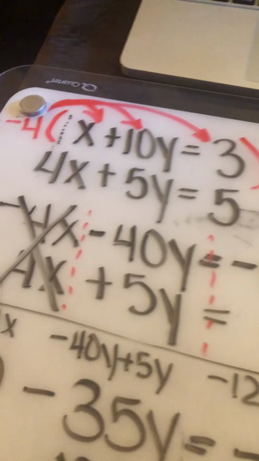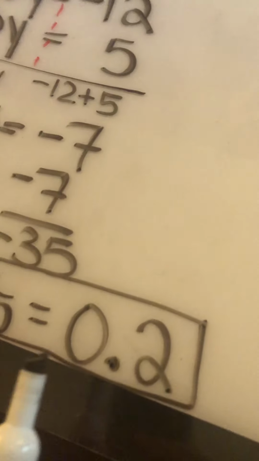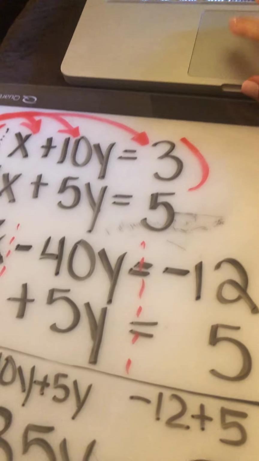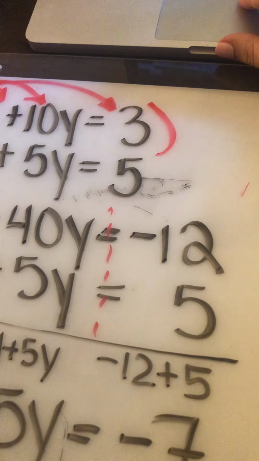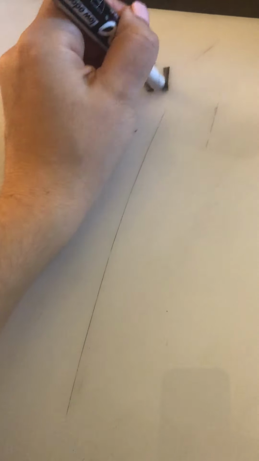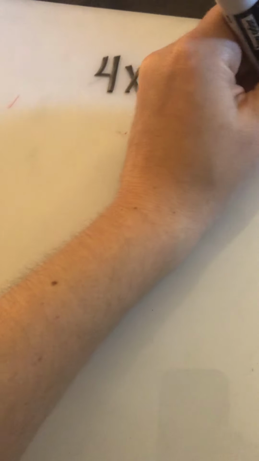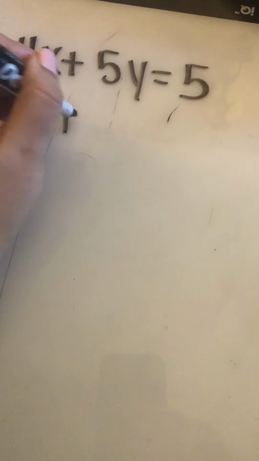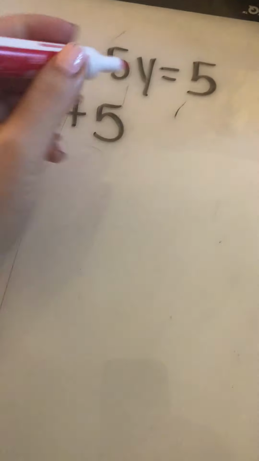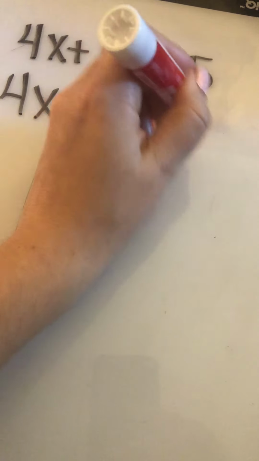Then we're going to take one of the equations and plug in 0.2 for y. I'm just going to see which one I did in the lesson so that it matches with my model. So I took the second equation, and I'm going to rewrite that over here. We have 4x plus 5y equals 5. I then take what I solved for y, which was 0.2 or 1/5, it doesn't matter, and plug it in for y. So I'll have 4x plus 5, in decimal form, equals 5.